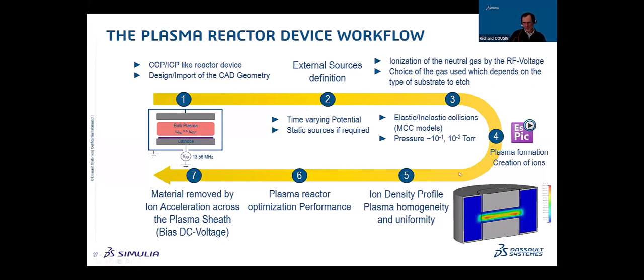Then, of course, within this loop, you can reach in step 6 the plasma reactor optimization performance for what you are interested in. And at the end, when you also apply a DC bias voltage, you can extract the ions you are interested in for your etching process. And here the materials are removed by the ion acceleration across the plasma sheath.